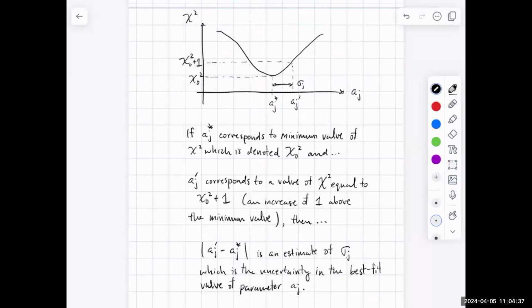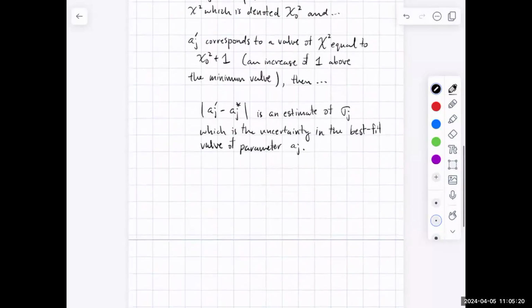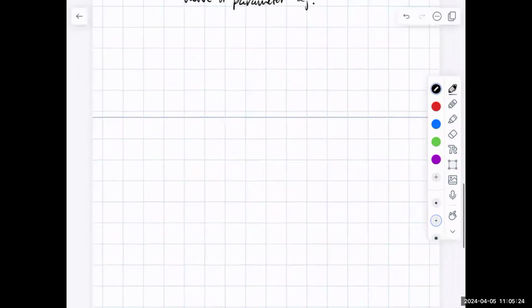AJ prime value, then at that point, chi-squared is obviously going to be above its minimum value. We're going to move away enough until we're exactly 1 above that minimum. So chi-squared becomes chi0 squared plus 1. In that case, we said the difference, AJ prime minus AJ star, gives us an estimate of the uncertainty. So when chi-squared changes by 1 away from its minimum value, then the difference in parameters in order to see that change is an estimate of the uncertainty in the best fit value. Okay, so those are the two things we did to try to develop our understanding of what chi-squared is trying to tell us.